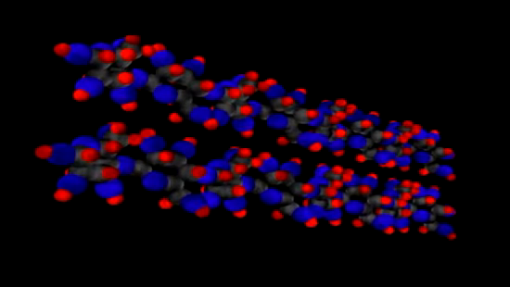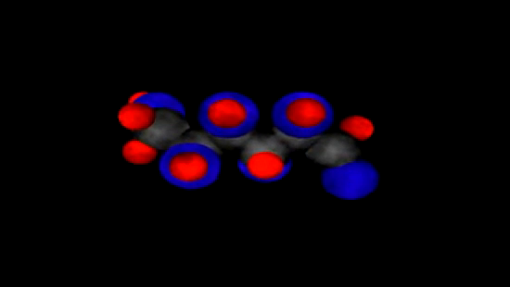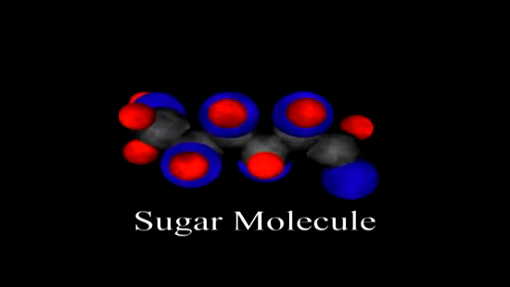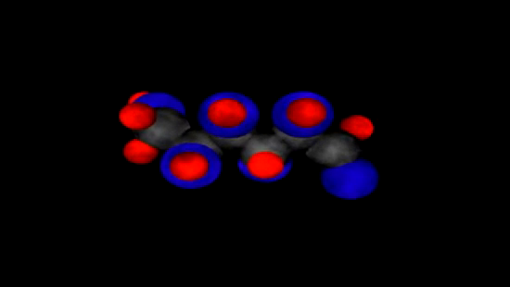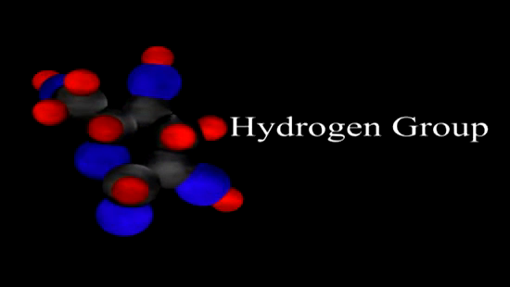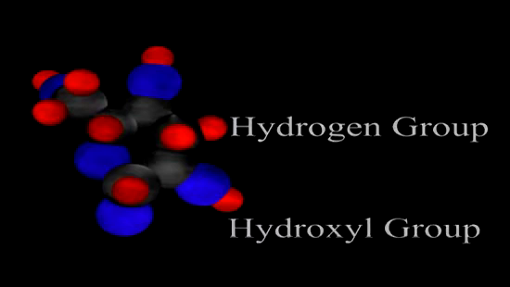All carbohydrates are built from molecular monomers or subunits called sugars that contain only carbon, hydrogen, and oxygen atoms. The typical sugar has a backbone of 3 to 7 carbon atoms. Most of these carbon atoms have a hydrogen group and a hydroxyl group attached to them.